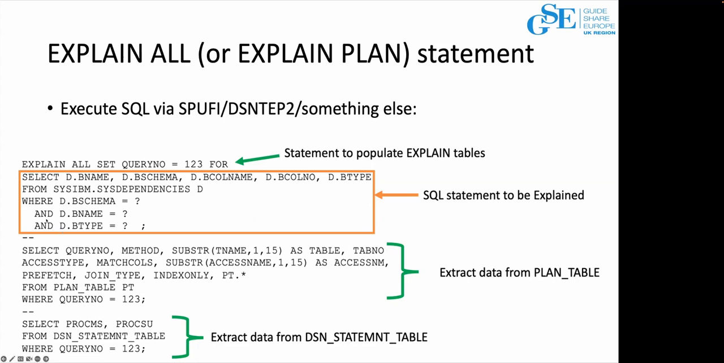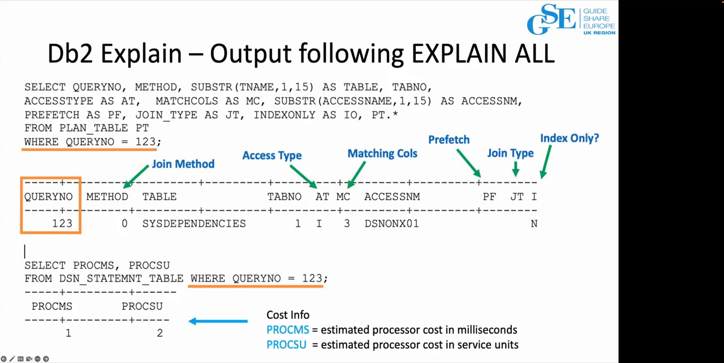And then after the EXPLAIN ALL statement, now looking in this orange box, we have the SQL statement that we want to be explained. And then we have a query to extract the data back out of the plan table for query number 1, 2, 3. And finally, select from the DSN_STATEMNT_TABLE, again, for query 1, 2, 3. So now we'll go on and have a look at the output from that.